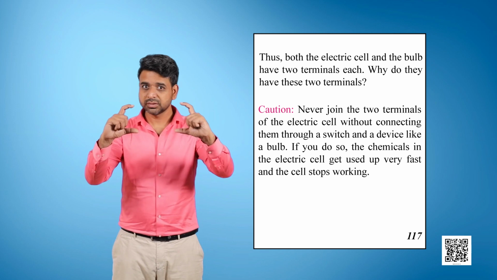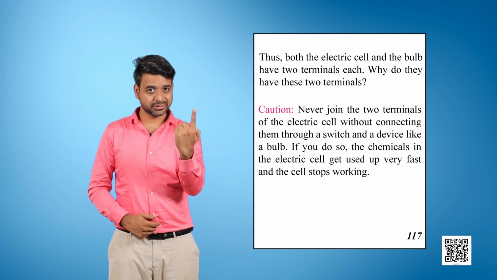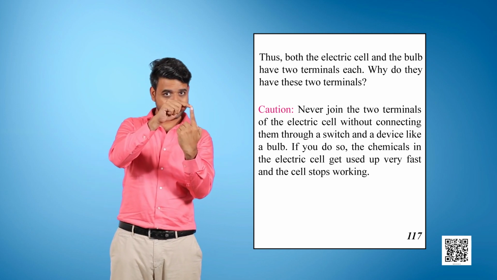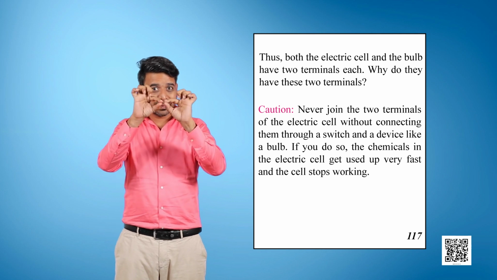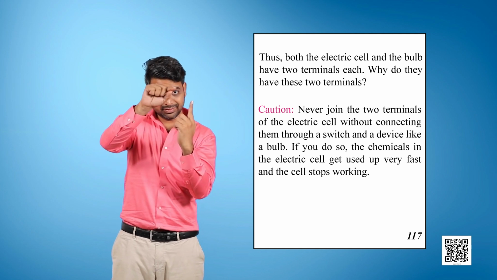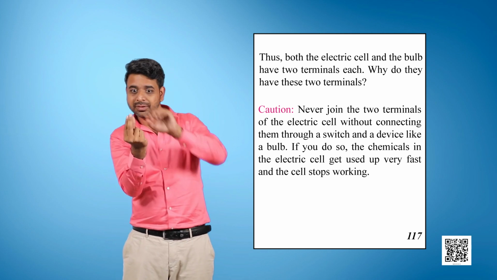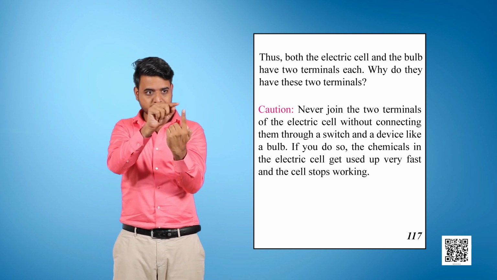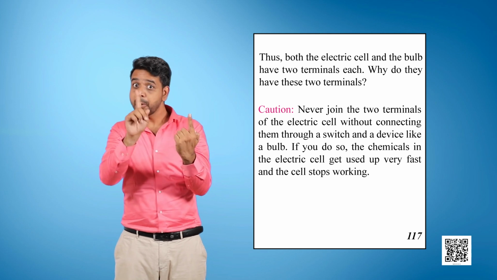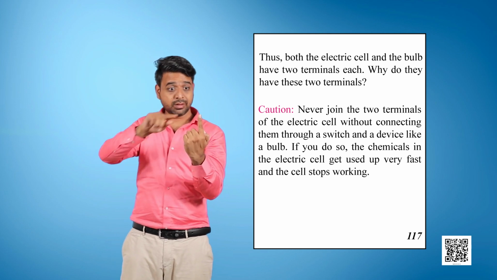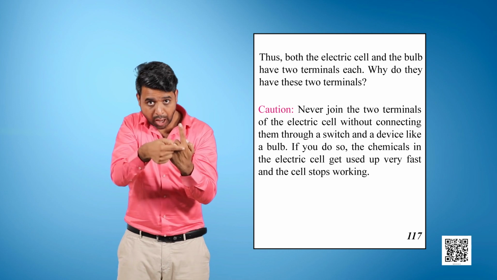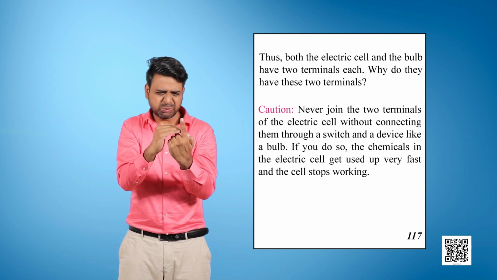Caution: never join the two terminals of the electric cell without connecting them through a switch and a device like a bulb. If you do so, the chemicals in the electric cell get used up very fast and the cell stops working.